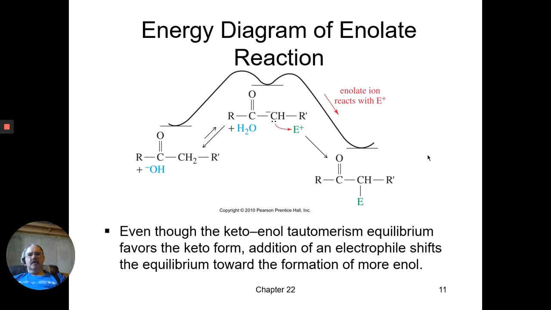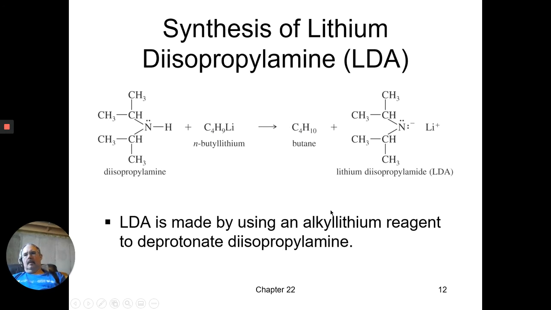Okay, so here is the energy diagram for substitution. The first step, that is formation of the enolate ion, is endothermic. It's slow. It does not favor the enolate. But if there's an electrophile present, this reaction occurs rapidly. Low activation energy, and it's also thermodynamically favorable. This next step is exothermic.